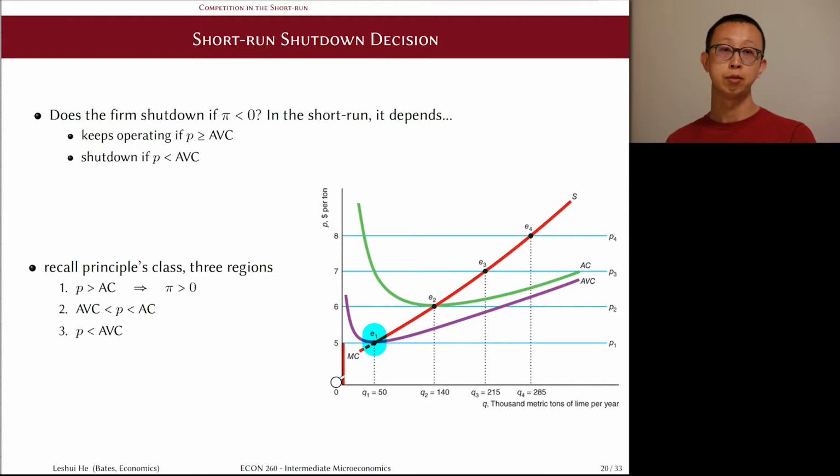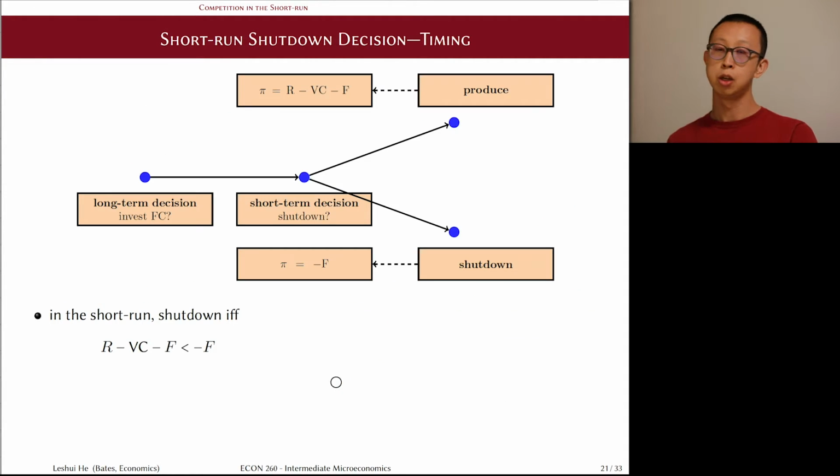Let's look at it from a slightly different perspective in terms of the timing of the firm's decision. We can think about the firm's decision as 2 subsequent decisions. In the long run, the operating decision is a blueprint. Everything is variable. If the firm decides to operate, it will invest in the fixed inputs and commits to the fixed costs. But once the firm is committed, it enters the short run.